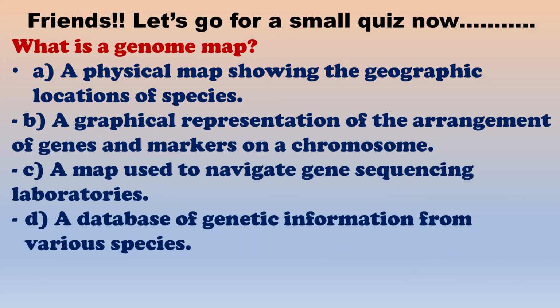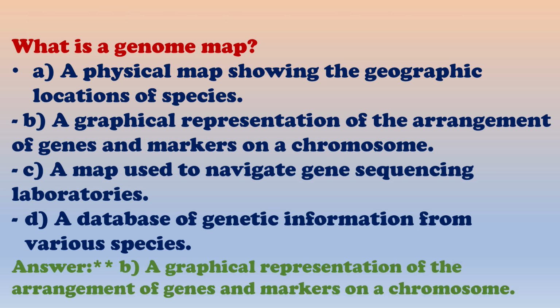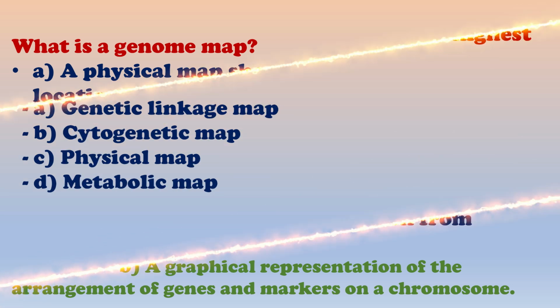Friends, let us go for a small quiz now. You try to give the answer. What is a genome map? A physical map showing the geographic locations of species, or a graphical representation of the arrangement of genes and markers on a chromosome, or a map used to navigate gene sequencing laboratories, or a database of genetic information from various species. Give your answer now. The answer is a graphical representation of the arrangement of genes and markers on a chromosome.